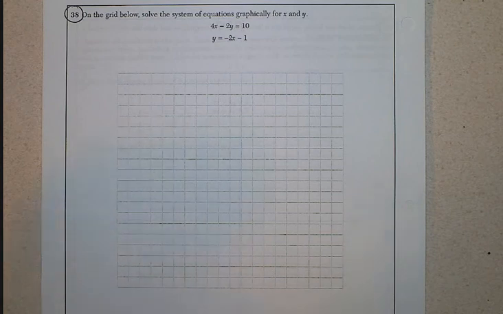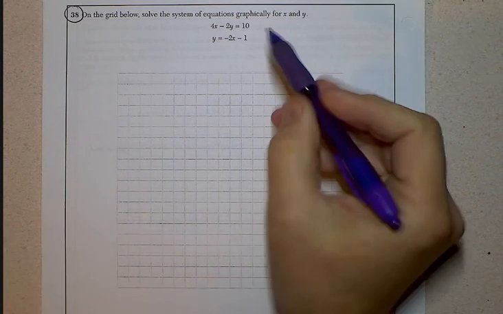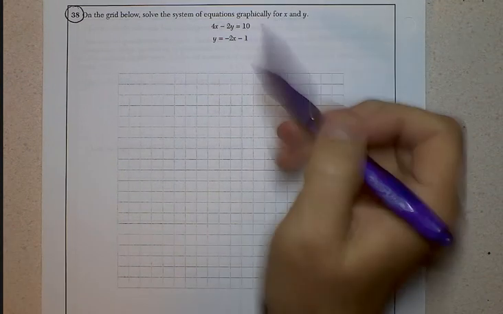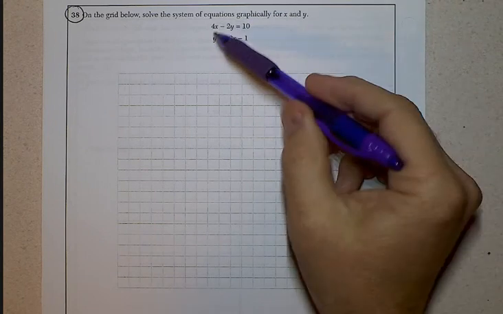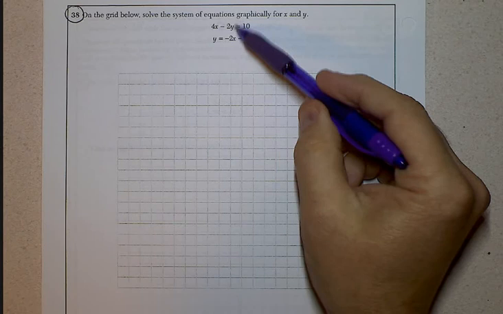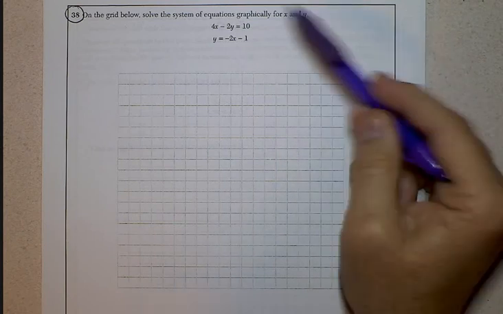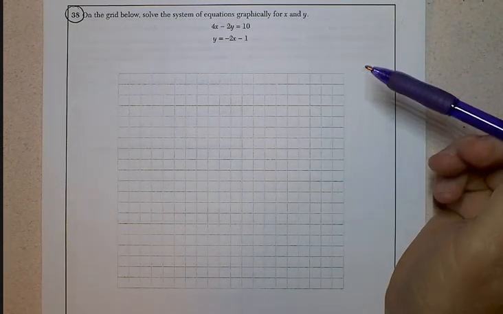All right, so the question says we want to solve this system of equations graphically. Graphically means we're going to put it on a coordinate plane. If we take a look at it, we see that x's are to the first power and y's are to the first power. So basically they're asking us to graph two linear equations, two lines.